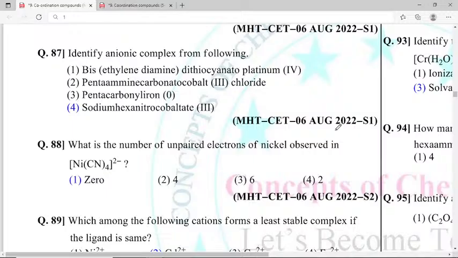Identify the anionic complex from the following. Again, at the name ending there is ate, so it is called the anionic complex. Very easy. Next, what is the number of unpaired electrons of nickel in the Ni(CN)4 complex? 0, because this is dsp2 hybridization. It is a square planar complex, and cyanide is a strong field ligand, so pairing of electrons takes place before hybridization.